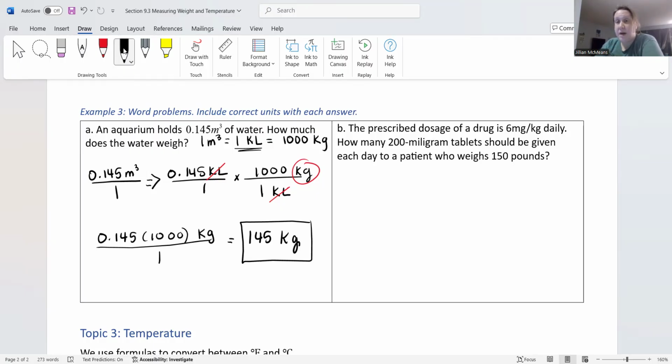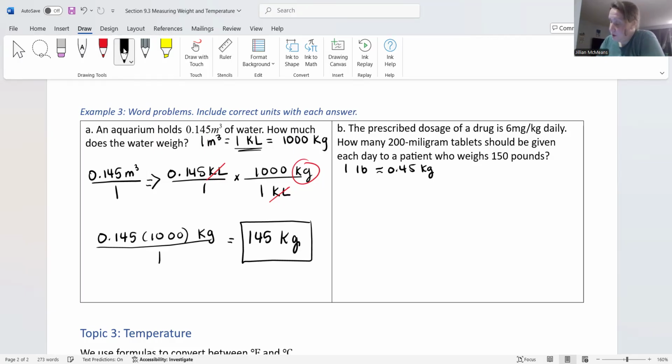The very first thing we have to do is convert this patient's weight to kilograms. And this is a common thing. A lot of medications, the dosage is going to be given to you as some measure of medication per kilogram of weight. That's very typical. So it's not uncommon in the medical field to convert weight to kilograms. So let's do that first. What you need to remember is 1 pound is approximately 0.45 kilograms.